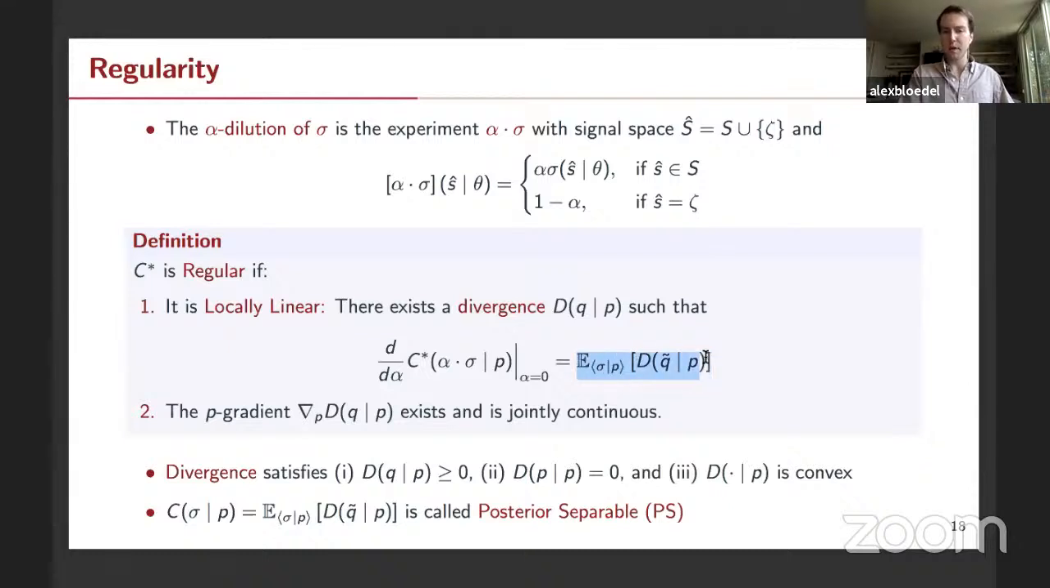Now, such expectations of divergences are called posterior separable cost functions. Not uniformly posterior separable, just posterior separable. So regularity requires this kind of local linearity. It also requires that the divergence in this equation is differentiable with respect to the prior, and that the derivative is jointly continuous in the posterior and the prior.